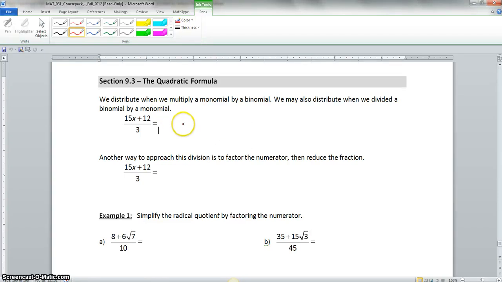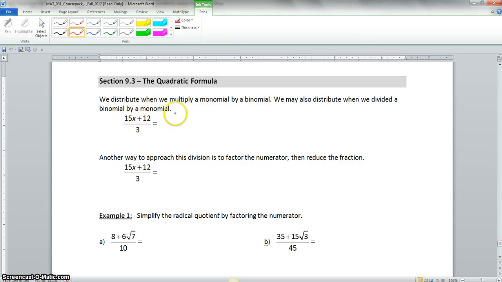Hello class, we're about to start section 9.3, the quadratic formula. We distribute when we multiply a monomial by a binomial. We may also distribute when we divide a binomial by a monomial, which we would do here.